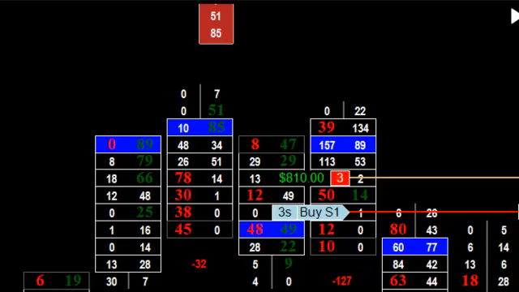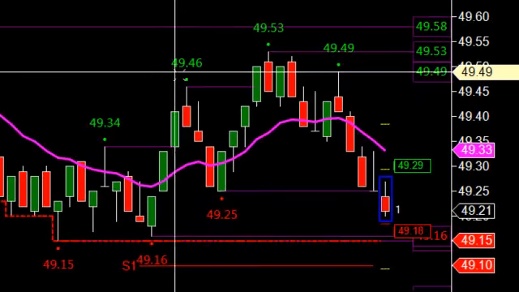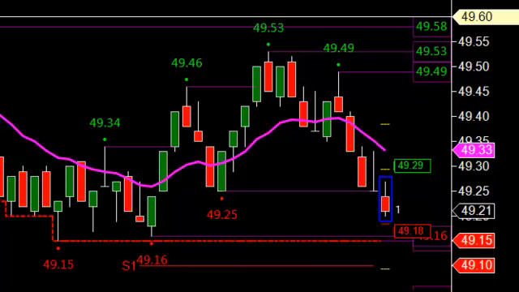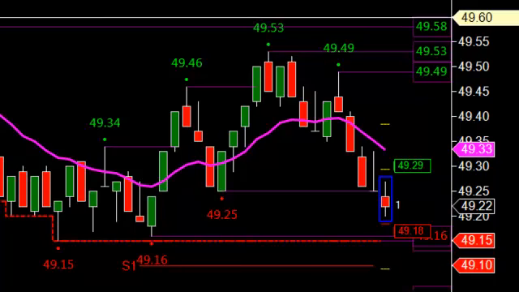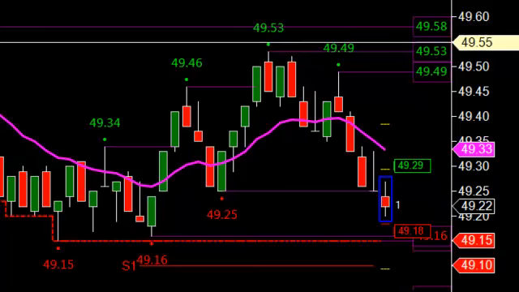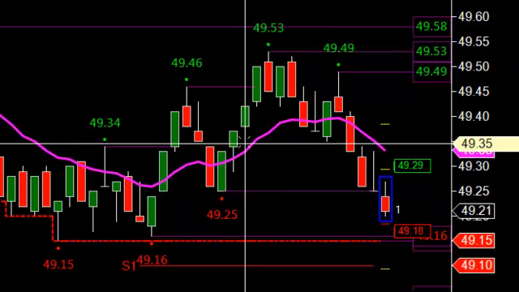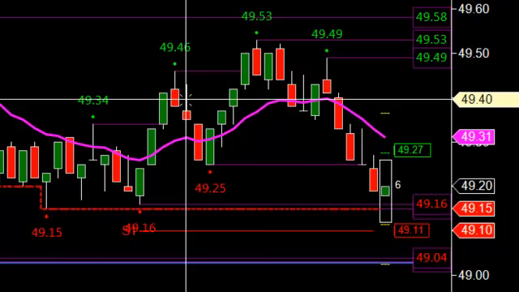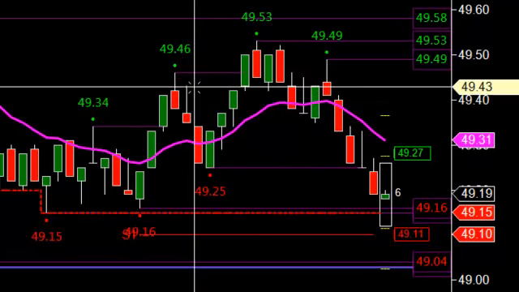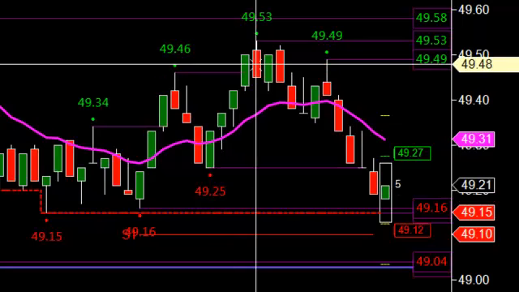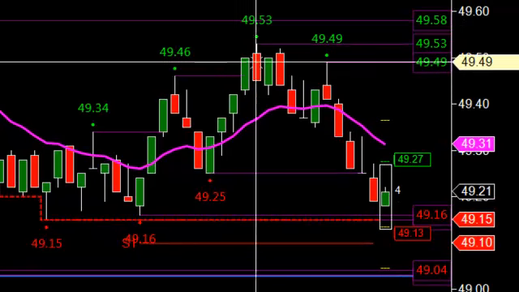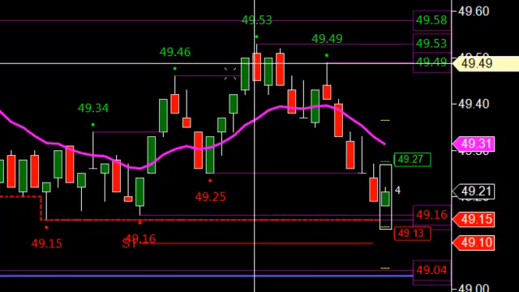Let me turn off this. Yeah, it tested 49.46. Now, if I know, not know, but have a high probability that we're in a downtrend on the day, then I'll look for pullbacks on these little swings right here. And as these swings get tested, I'll look for little pokes above these previous swings, and I'll look for the sequential decline.